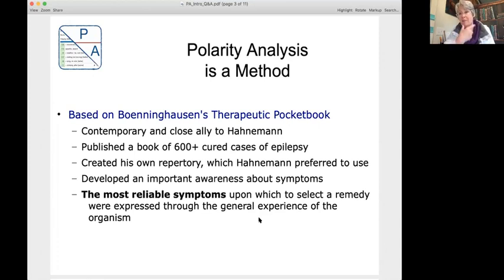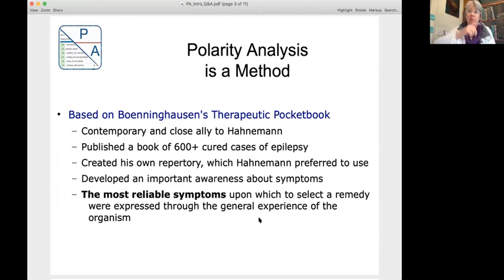Now, for those of you who might not be up on your ancient history in homeopathy, Boenninghausen was a contemporary and a very close ally of Hahnemann. And he actually published a book of over 600 cured cases of epilepsy. He was an incredibly efficient and effective practitioner, and he created his own repertory, which is the Therapeutic Pocketbook. And this was the repertory that Hahnemann preferred to use. And while he was doing all that, he created an important awareness around symptoms that kind of started some big fights within the homeopathic world.